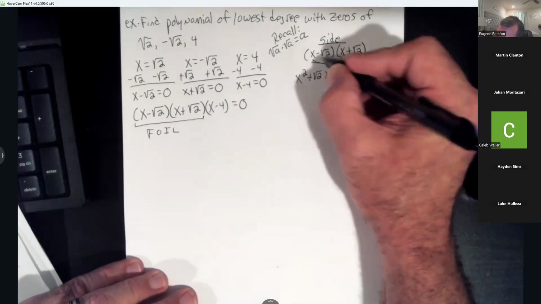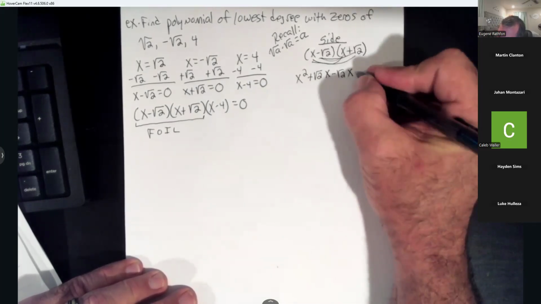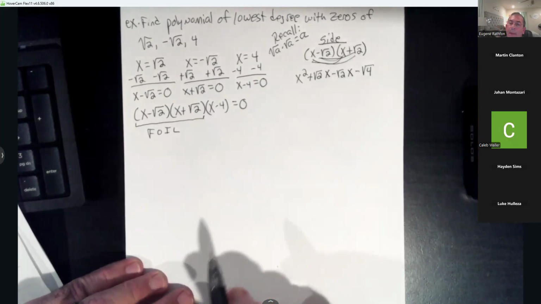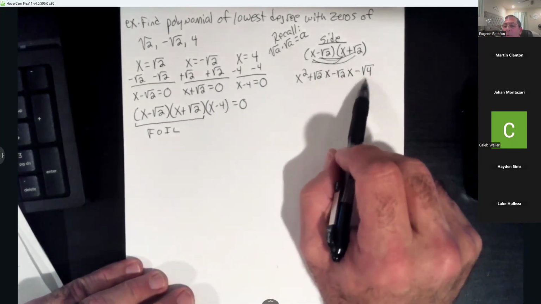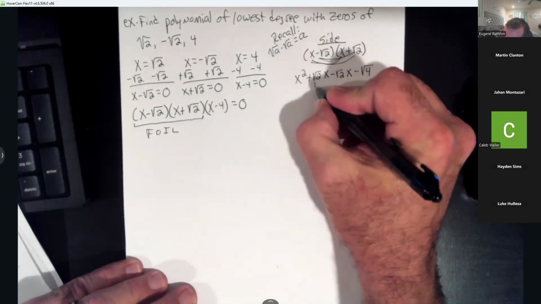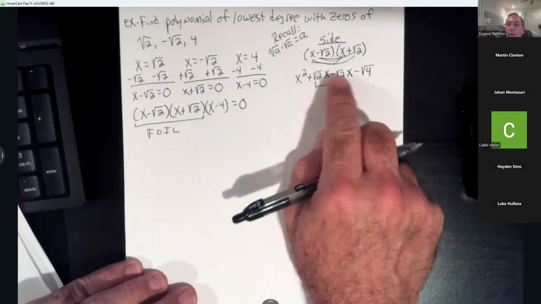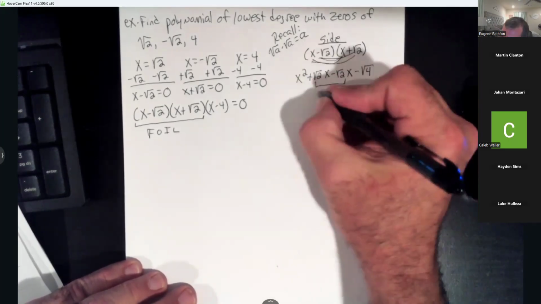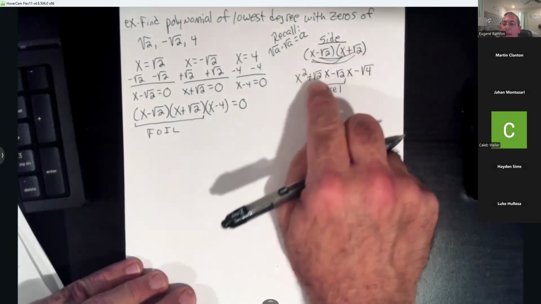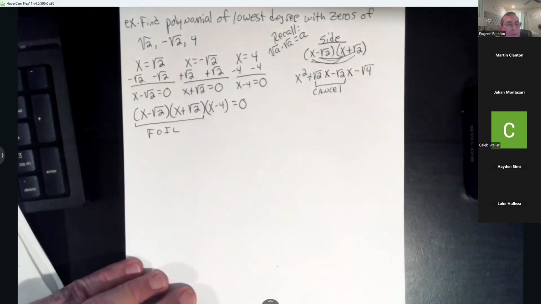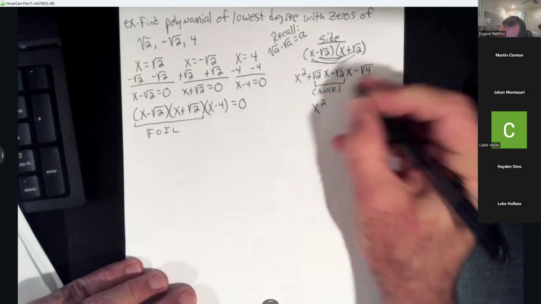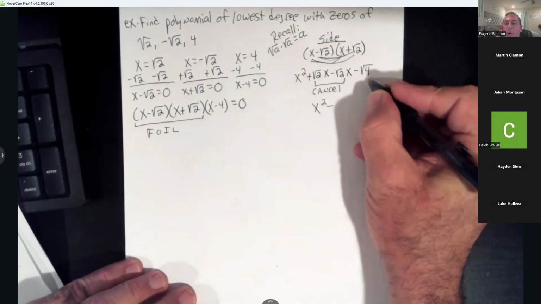Now here, a negative square root of 2 times a positive square root of 2 is a negative square root of 4. But y'all, in a second, we'll take the square root of that and it'll come out as a number. Right here, square root of 2 and negative square root of 2, these cancel. So remember a while ago I said anytime you multiply conjugate pairs, the two middle terms are going to cancel every time. So I bring down that x squared minus the square root of 4.